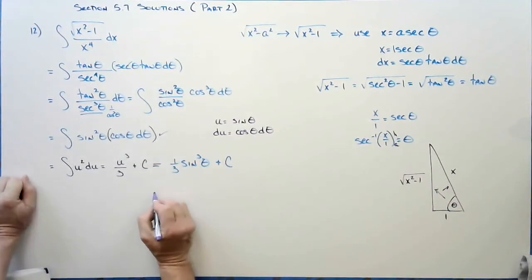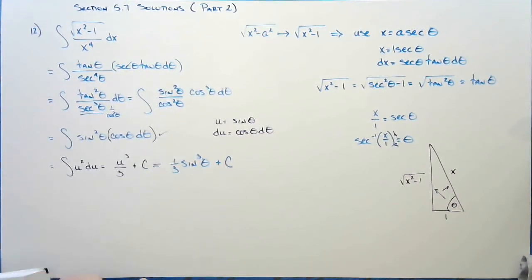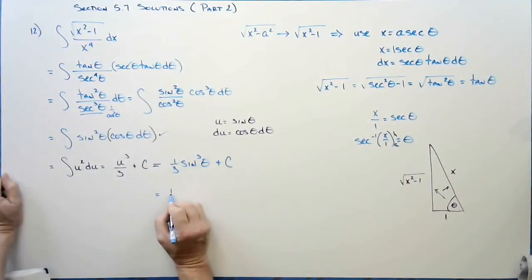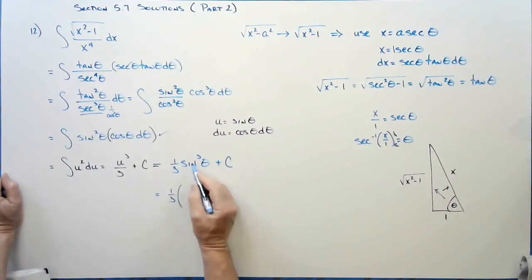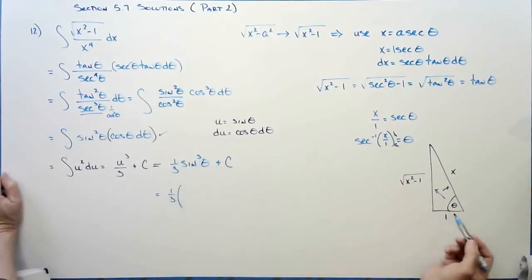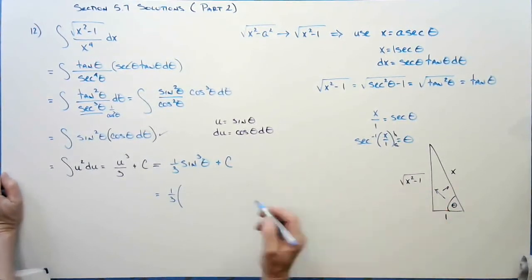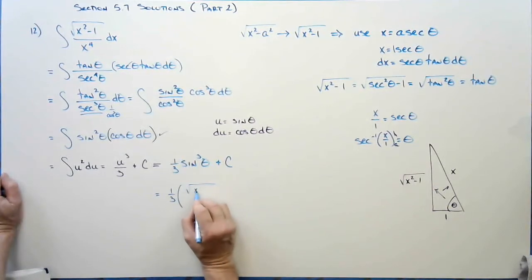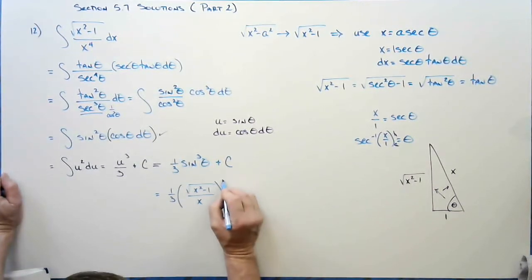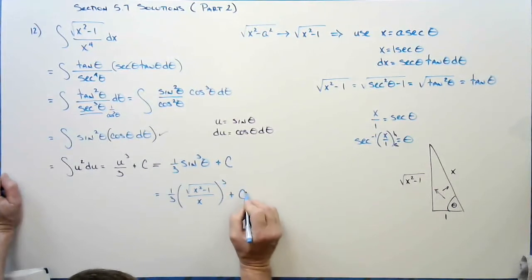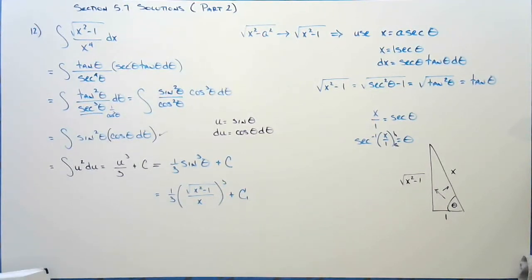So that means our final answer to our problem is going to be 1/3 sine of theta cubed. So first we find sine of theta. Sine is going to be the square root of x squared minus 1 over the hypotenuse x. We're going to cube that plus c. There's our final answer. Okay, that was a trig substitution involving secant.